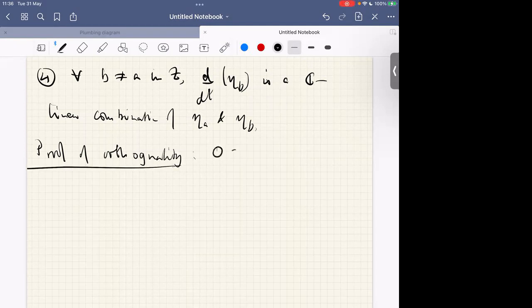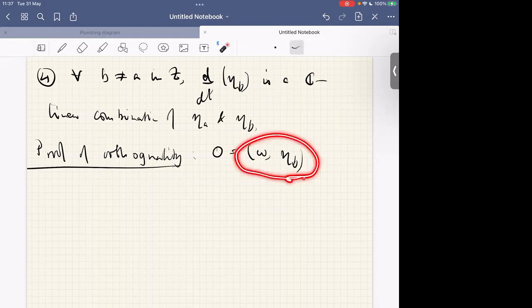Right, so I compare, this intersection pairing is 0. So now I'm switching notation. This is the cup product of the class of these two forms. So this is certainly 0 because omega is in the bottom piece of the Hodge filtration and eta B is in the next step up. So these two are always orthogonal.